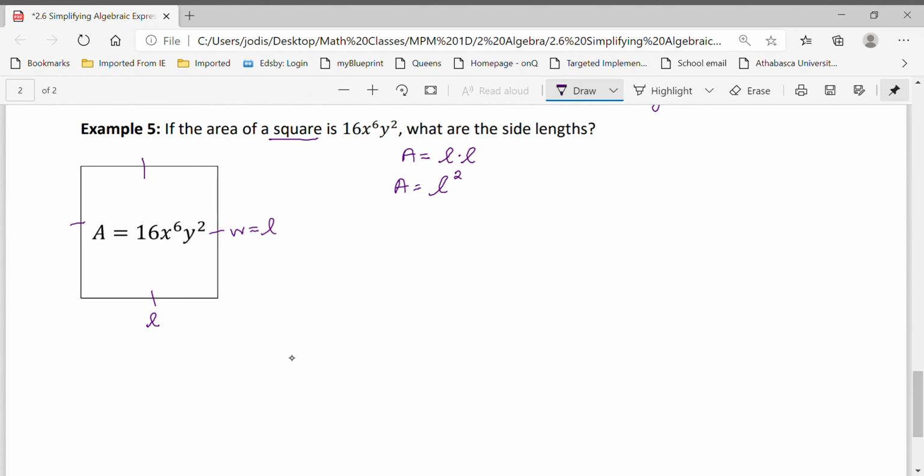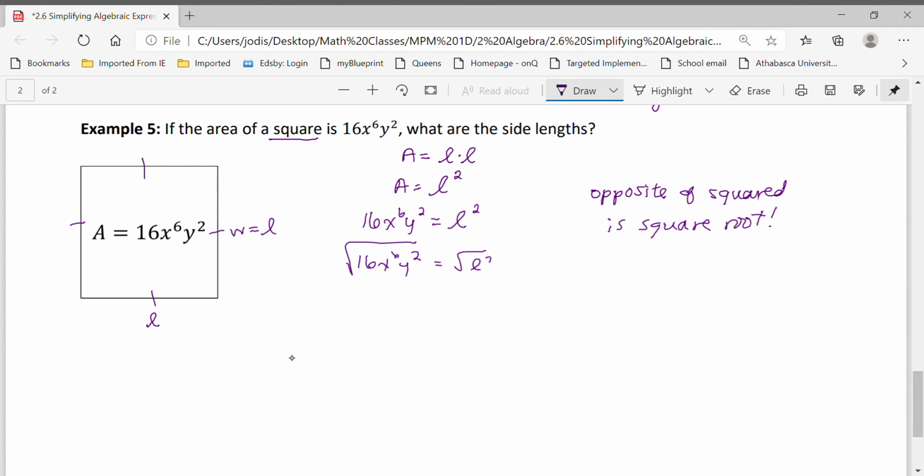So if I were to sub in what I know, I know what the area is. So the area is 16x to the 6y squared, and that equals this length squared. So the question here is, what's the opposite of squared? Well, the opposite of squared is square root, and I think that we've talked about this before. So what we want to do is take the square root of both sides of this. So we want to square root both sides here.